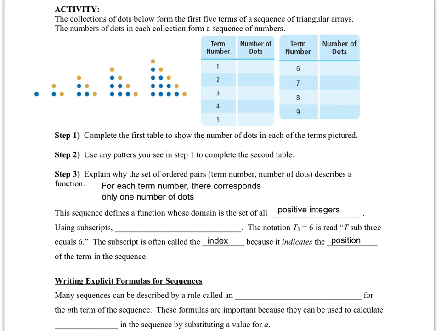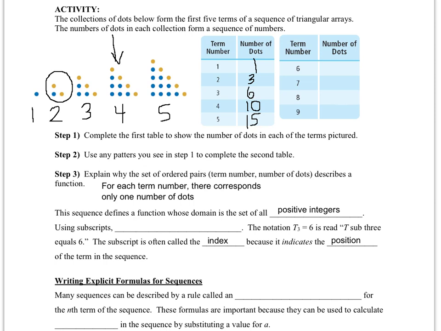The number of dots in each collection form a sequence of numbers. So term number 1, that's term number 1, has 1 dot in it. Term 2, in other words, the second item in the sequence, has 3 dots in it. Term 3, if you count the dots, has 6 dots. Term 4 has 10 dots if you count all the dots in the sequence. We're counting these dots. And term 5, if you count all those dots, has 15 dots.